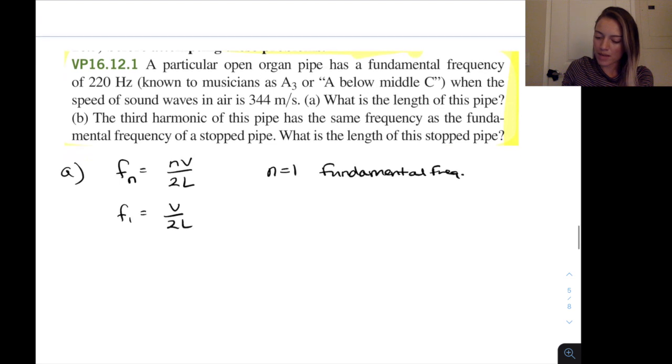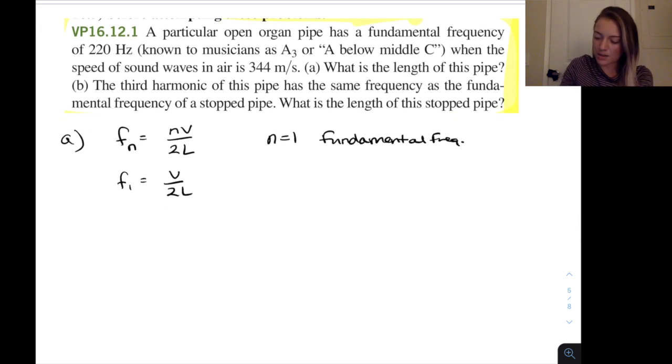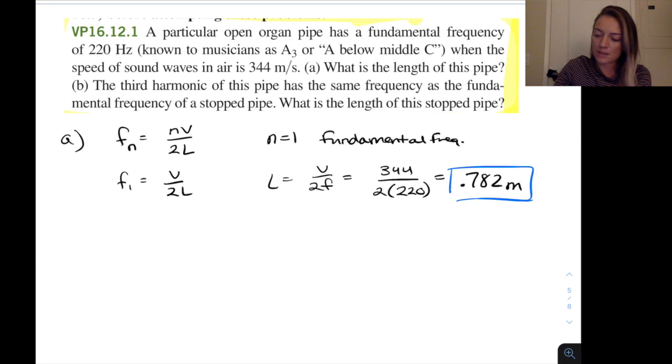So we want to know the length of the pipe. So we can just plug in here, and we know f1. They're telling us the fundamental frequency is 220 hertz. We know the velocity of sound in air. Then we just have to find L. So all we have to do here is solve for L, and we get the length is equal to V over 2f. And this comes out to, we do 344 divided by 2 times the frequency, which was 220, and that comes out to 0.782 meters. So the length of the pipe is 0.782 meters.